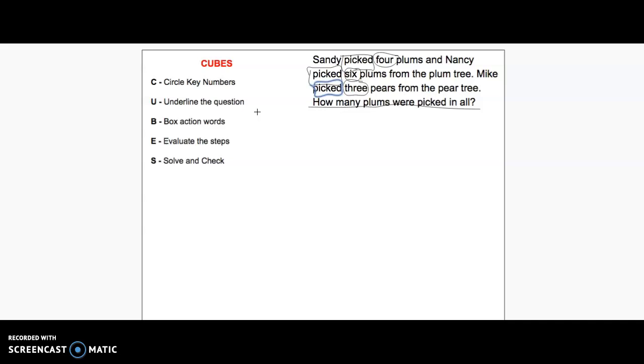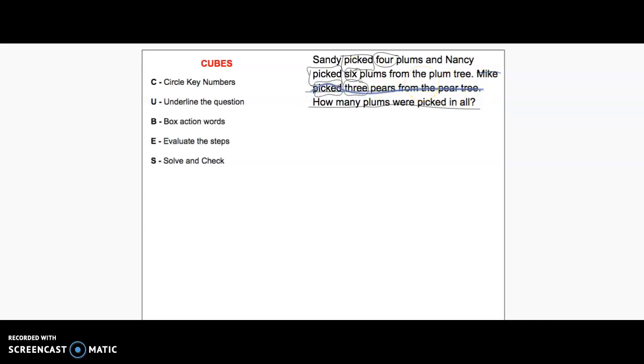So when we eliminate information, we want to eliminate stuff in the problem that doesn't have to do with the answer. Sandy picked 4 plums, and Nancy picked 6 plums from the plum tree. Mike picked 3 pears from the pear tree. How many plums were picked in all? So we know that this word problem is only asking how many plums were picked in all. So that means we can get rid of Mike picked 3 pears from the pear tree.